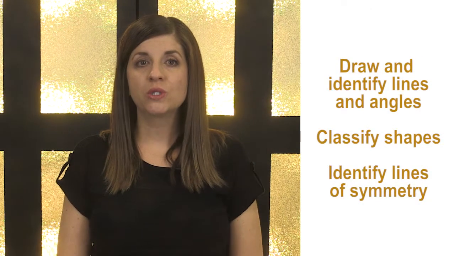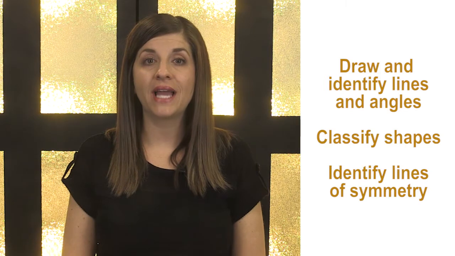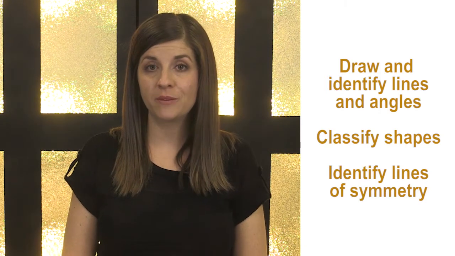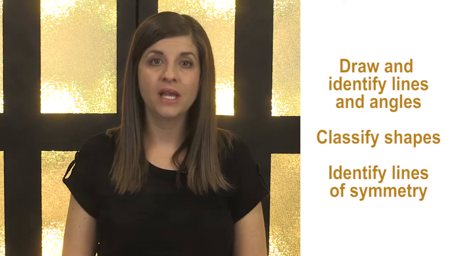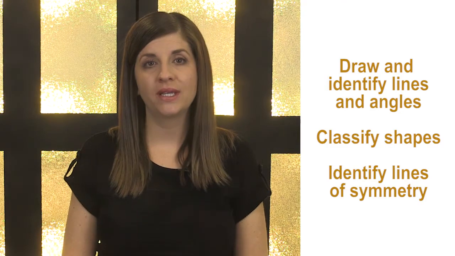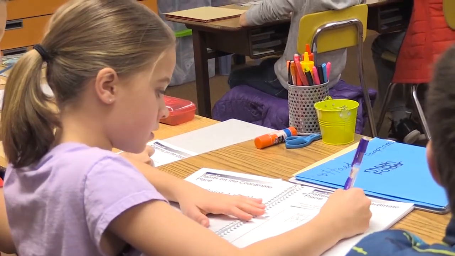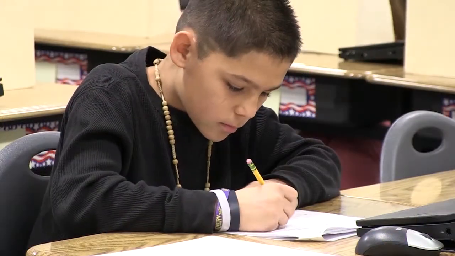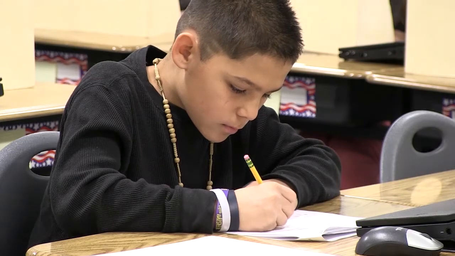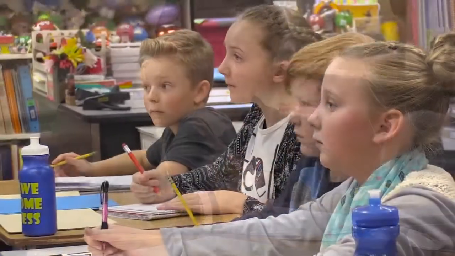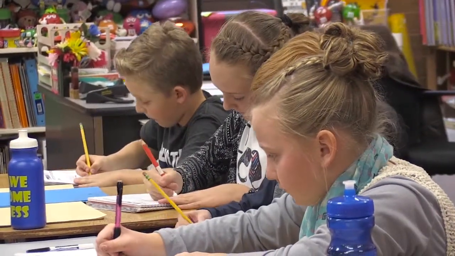In this chapter, students will learn to draw and identify lines and angles, classify shapes by properties of their lines and angles, and identify lines of symmetry. It is important that this content be given practice and used in as many ways as possible. It is encouraged that students find opportunities to recognize geometry content across all subject areas and in the real world to develop well-rounded geometricians.